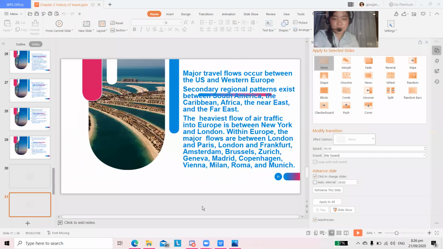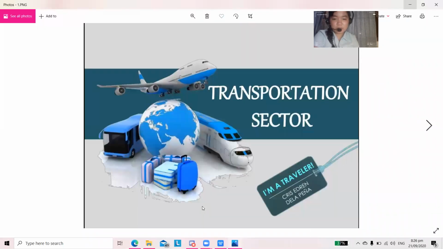Okay, so we'll start with the transportation sector. We have now reached the part where I am going to discuss the transportation sector.